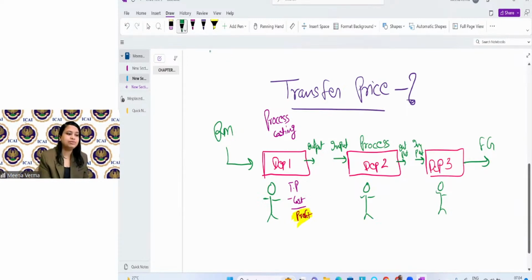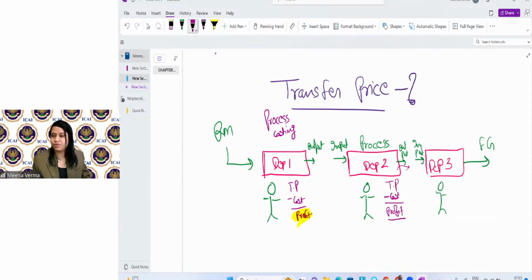Whatever raw material you are receiving in department 2 is input for them, or it's a cost for them. And the price at which they will transfer the goods to department 3 will be the transfer price. So transfer price minus cost will again give profit. But this will be the profit of department 2.